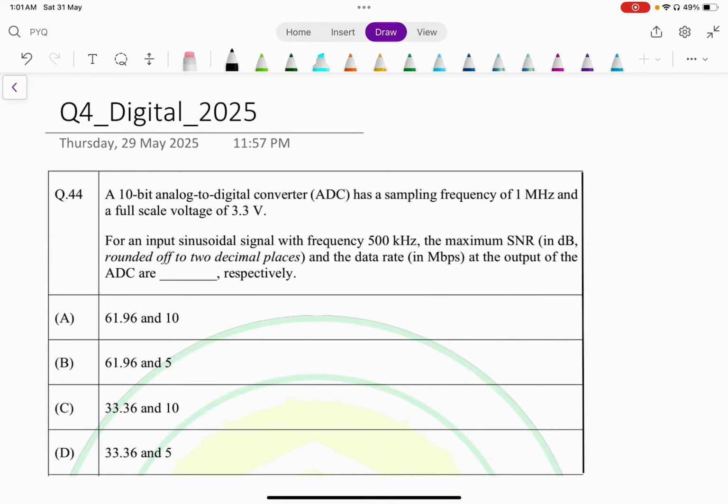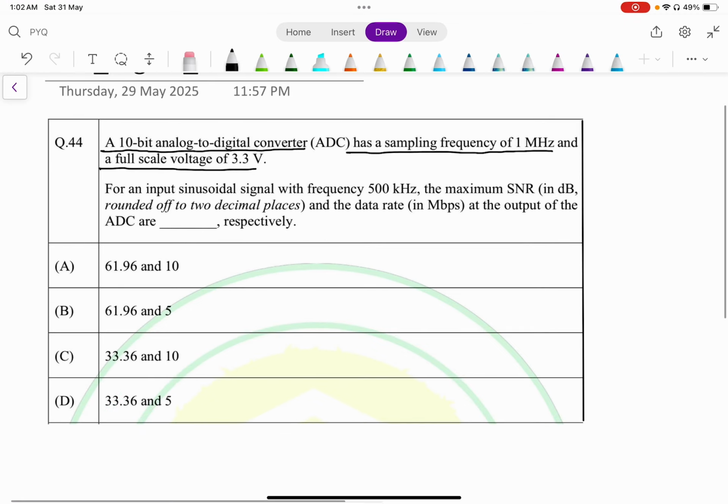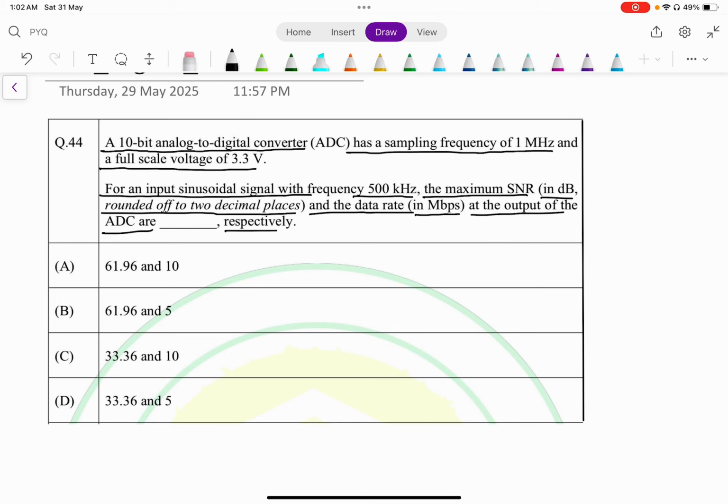Hey everyone, let's start with question number 4, Digital Electronics, asked in GATE Examination 2025. A 10-bit analog to digital converter has a sampling frequency of 1 MHz and a full-scale voltage of 3.3 volt. For an input sinusoidal signal with frequency 500 kHz, the maximum SNR in dB rounded off up to 2 decimal places and the data rate in Mbps at the output of the ADC are respectively.